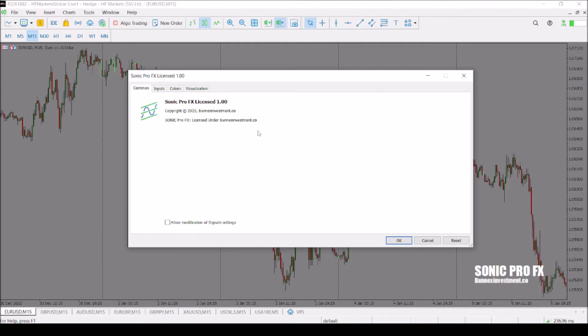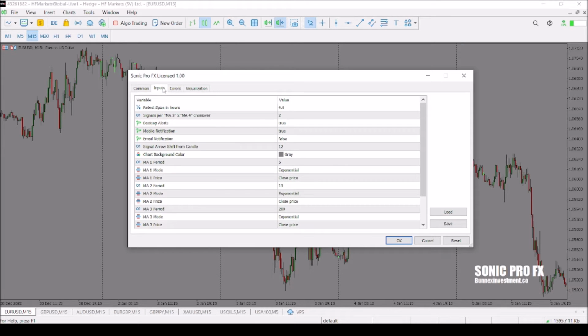Sonic Pro FX is an MT5 indicator, and there are several inputs that you can alter according to your preferences, in terms of the sensitivity of the arrows as well as the alerts. If you want desktop alerts, mobile notifications or email notifications, you can change all that, as well as the chart background color.